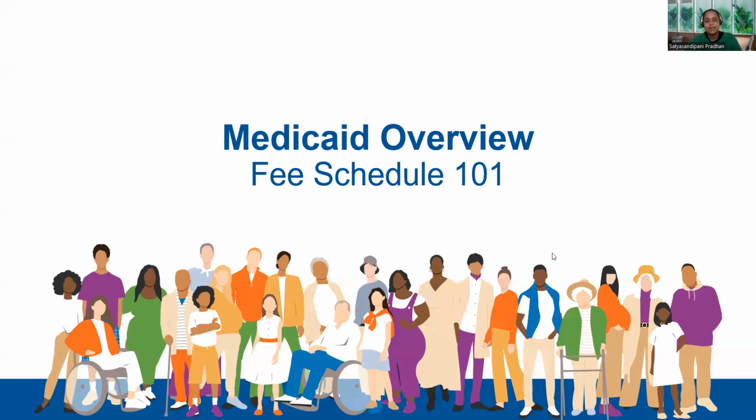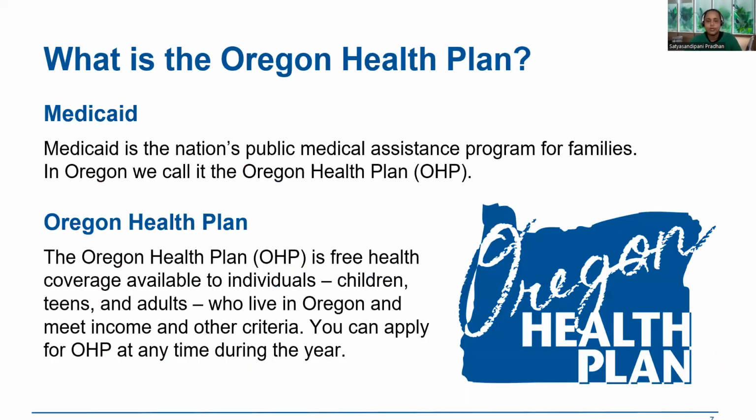Perfect. Next one. So now we go on to the Medicaid overview. As you all are aware, Medicaid is a national public assistance program for families and individuals. In Oregon, we call it Oregon Health Plan. And again, as you are aware, Oregon Health Plan is free health coverage available to children, teens, and adults who live in Oregon and meet the certain income and other criteria that are applicable for this coverage.